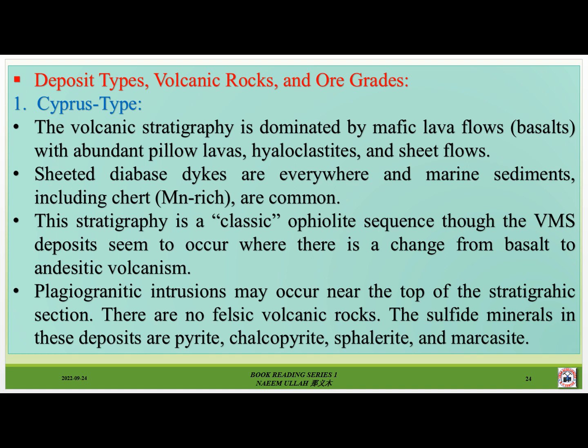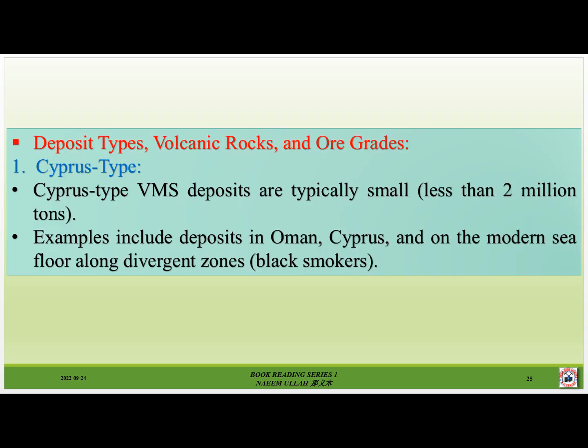The sulfide minerals in these deposits are pyrite, chalcopyrite, sphalerite, and marcasite. Cyprus-type VMS deposits are typically small, less than 2 million tons. Examples include deposits in Oman, Cyprus, and on the modern seafloor along divergent zones, the black smokers.